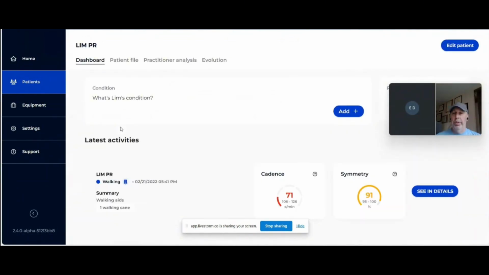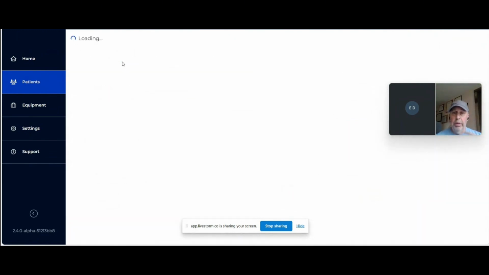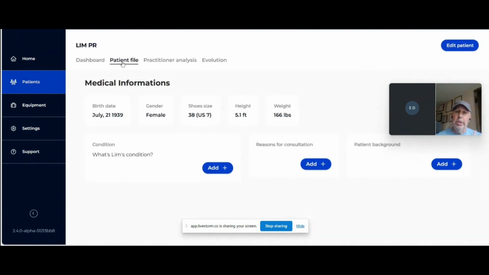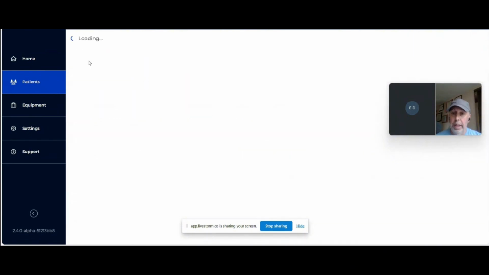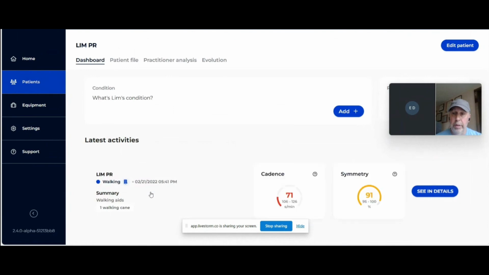Now, when you choose your patient, remember that, again, there's another dashboard specifically for each patient, and it highlights the last 5 conditions under the latest activities. There's a patient file with all that information, and you can actually set this up in advance, so you can have this before a patient comes in, and it shortens the amount of time that it might take to conduct an analysis. Practitioner analysis will show you all of them, and then evolution we'll come back to in a moment. So I'm going to go back to the dashboard, and I'm going to choose this particular activity.